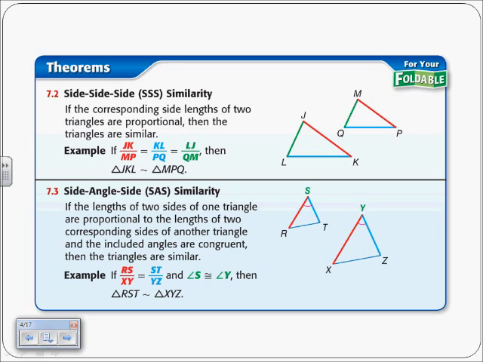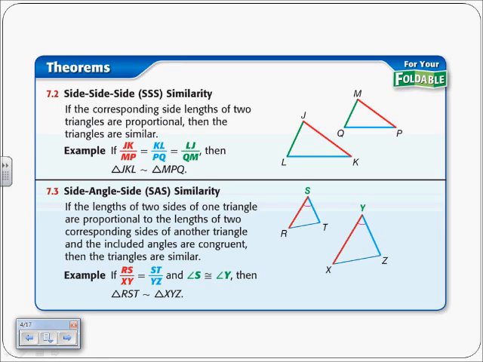Not only can we prove triangles similar by angle-angle, having two of the angles being congruent, we can also prove triangles similar by side-side-side. If the corresponding side lengths of two triangles are proportional, then the triangles are similar. And they give the example of JK over MP equal to KL over PQ, and then equal to LJ over QM. If all of that's true, then the two triangles are similar. Same situation on the bottom.